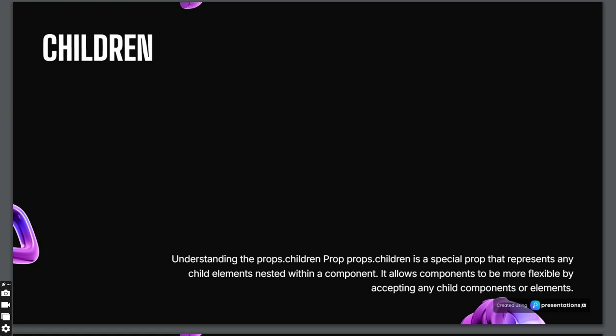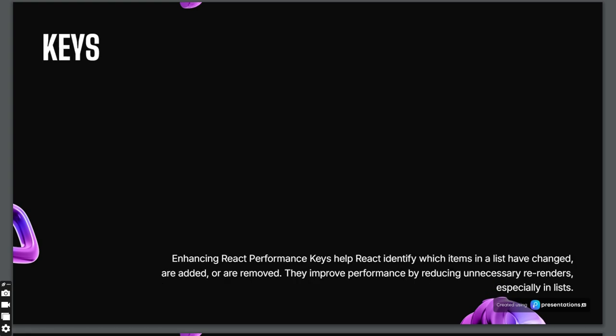Next, we have to see about keys. Keys are unique identifiers used in lists to help React keep track of elements, especially when items are added, removed, or rearranged. Keys help React optimize re-rendering by updating only the elements that have changed, leading to more efficient rendering of lists and collections. Next, move on to state.